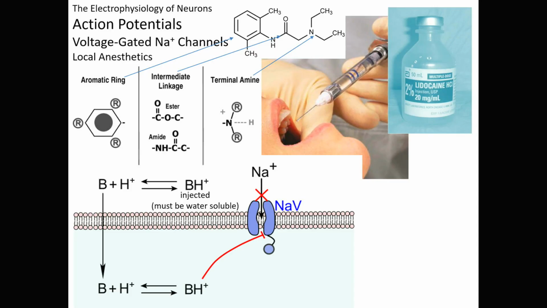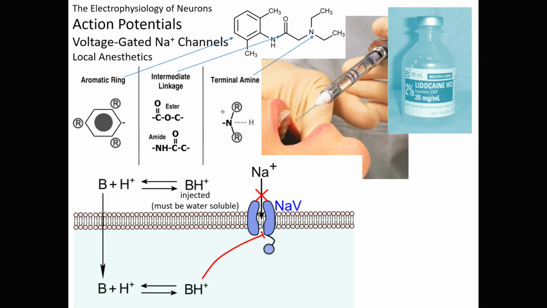Okay? So we always inject local anesthetics in these protonated forms because that makes them water soluble. In that protonated form, these local anesthetics are water soluble. So we can make them up in, say, saline solutions and inject them into the body in that form.